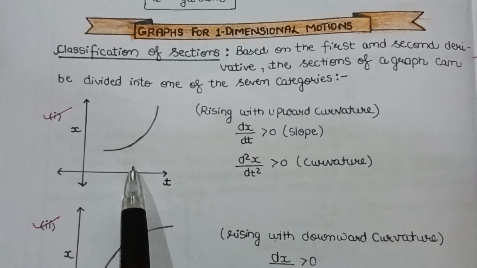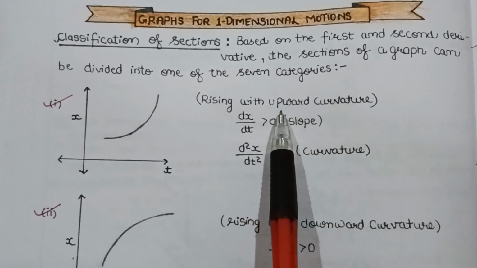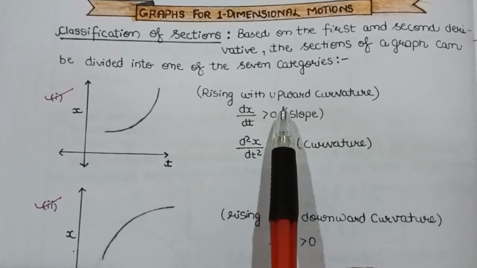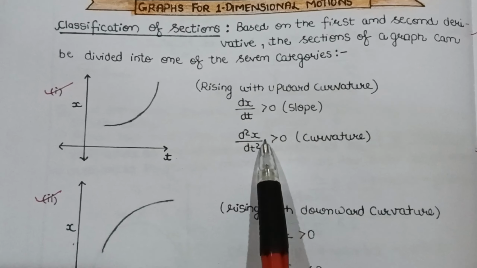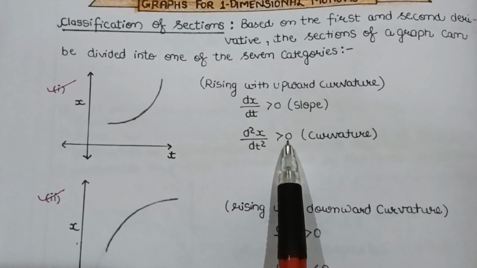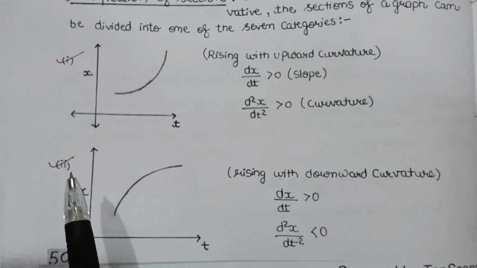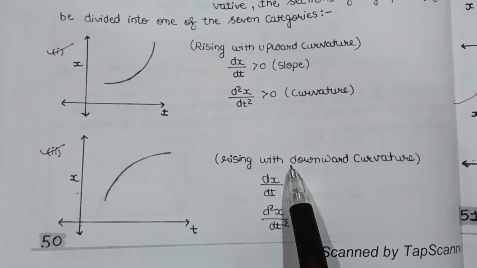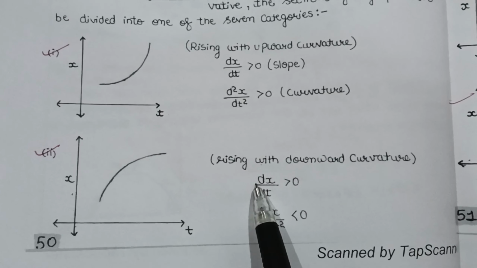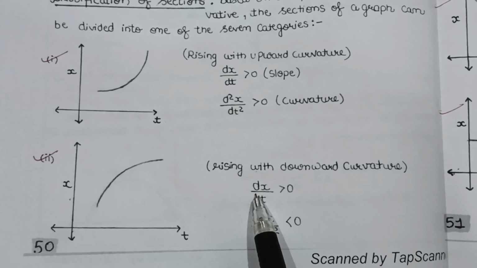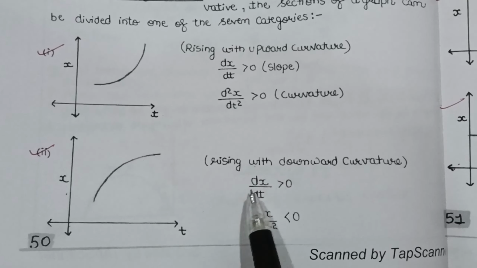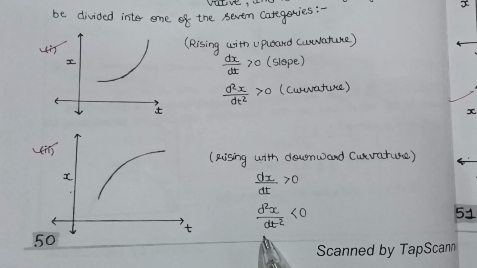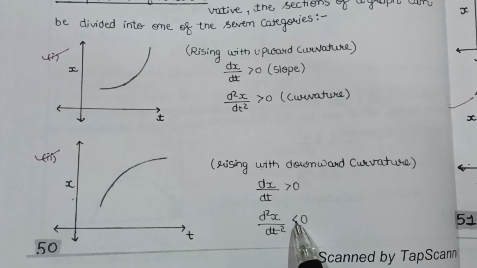The first type of graph is rising with upward curvature. Here dx by dt is greater than 0, which is the slope, and d square x by dt square is greater than 0, which is the curvature. The second graph is rising with downward curvature, where we see that dx by dt is greater than 0 and d square x by dt square is less than 0.